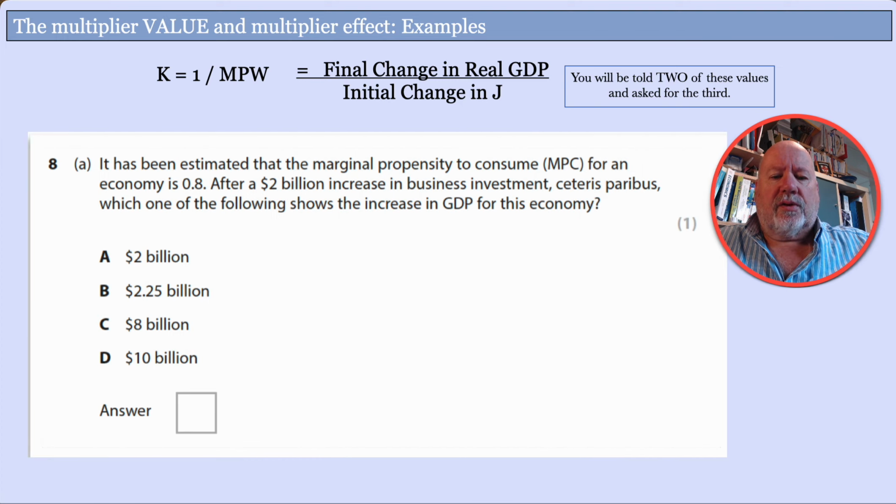So here's a question that was asked in an AQA paper. It's been estimated that the MPC is 0.8. So as soon as you see that, you think if MPC is 0.8, MPW must be 0.2. The question is, after a $2 billion increase in investment, which of the following shows the increase in GDP? So ceteris paribus, all other things being equal, if MPW is 0.2, that gives you the value of the multiplier to be 5. If there's been an increase of 2 billion in J, that means there was an increase in real GDP of 10 billion.